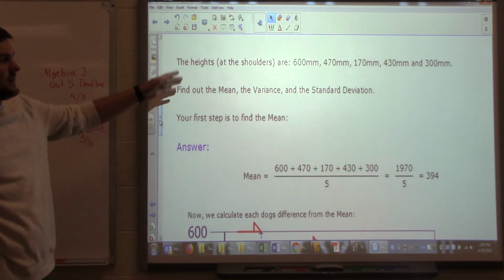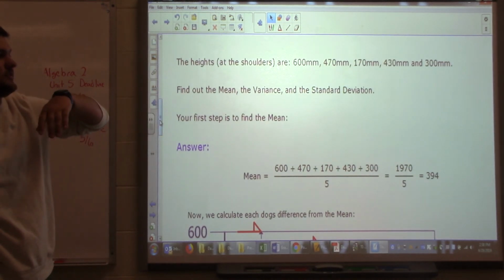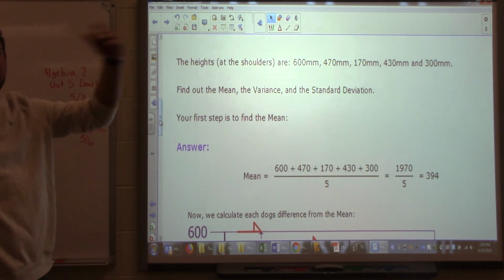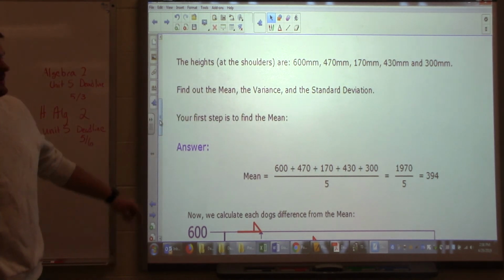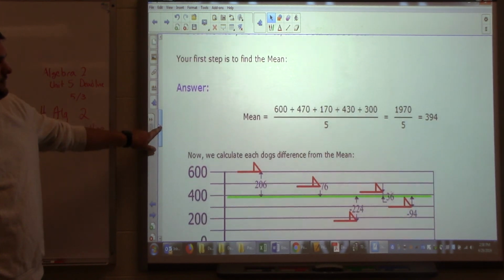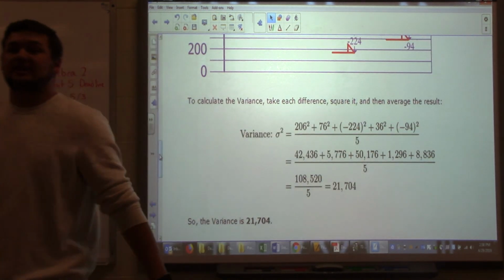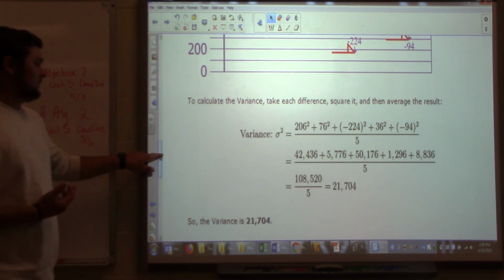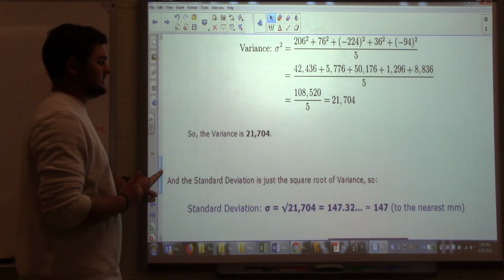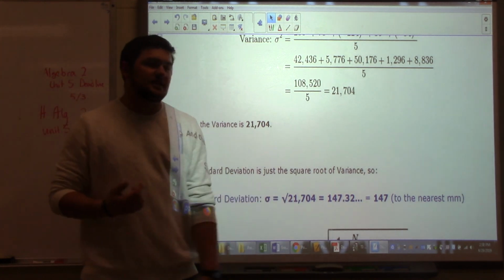So, if we're given this set of data, 600, 470, 170, 430, and 300, find the mean for those numbers, subtract the mean, and square them. Right? Subtract the mean, then you square them all. Then find the mean for that set of data. You get 21,704. That's your variance. Standard deviation is taking the square root of that.